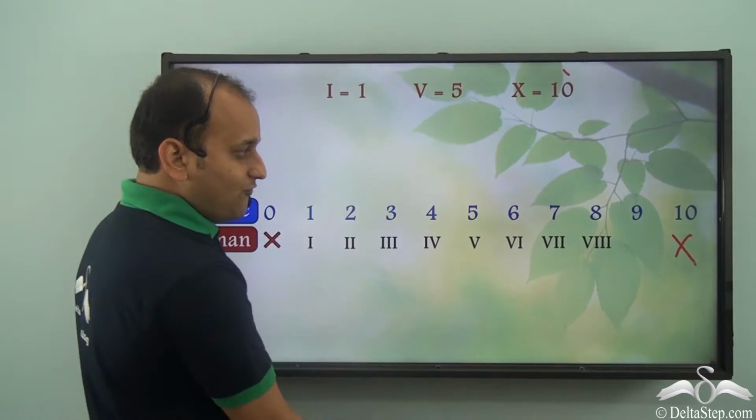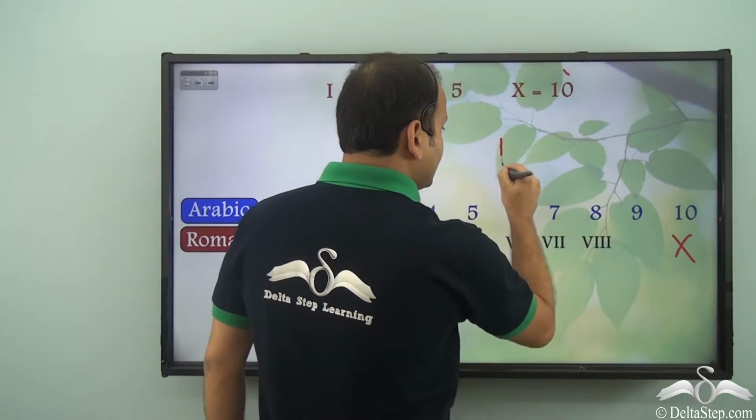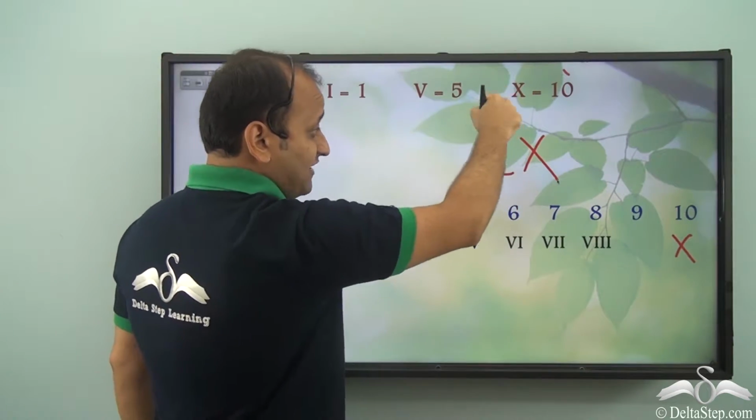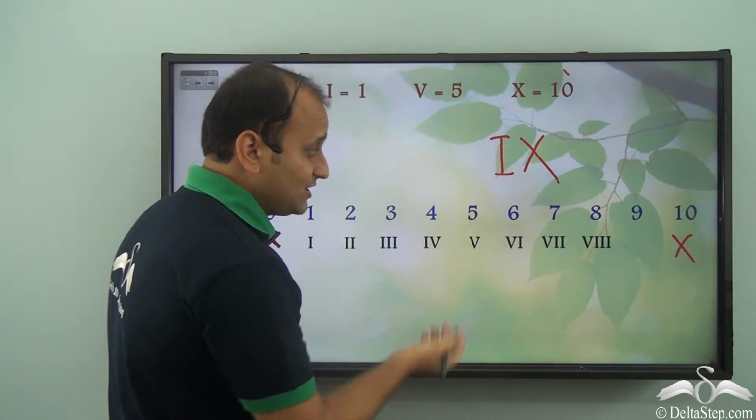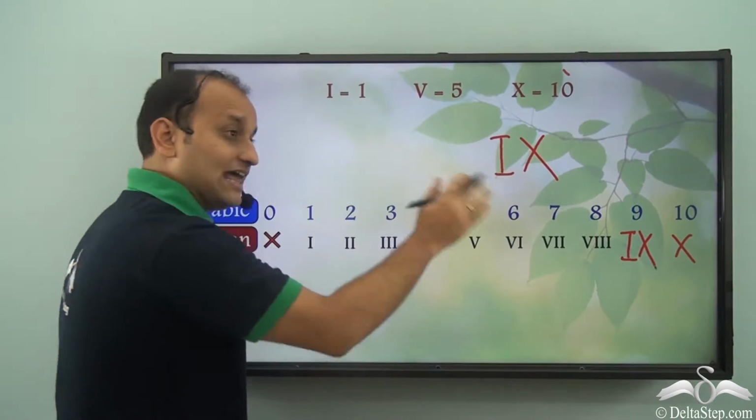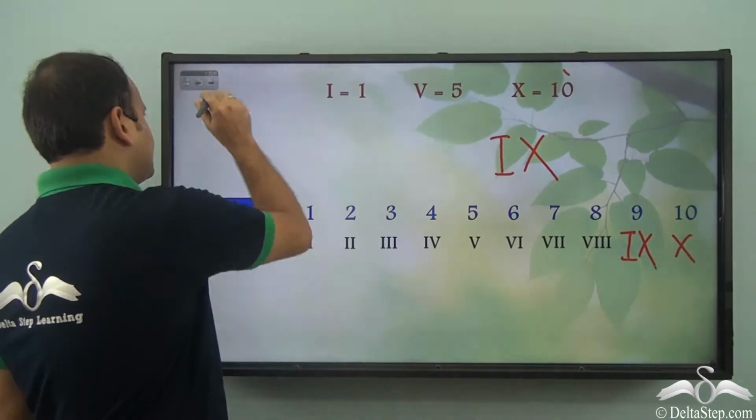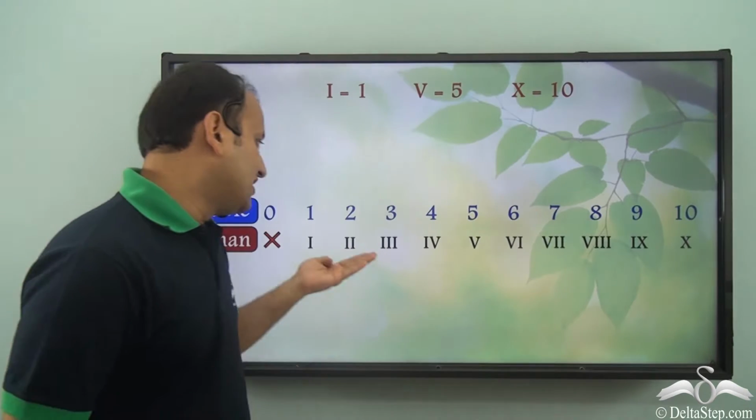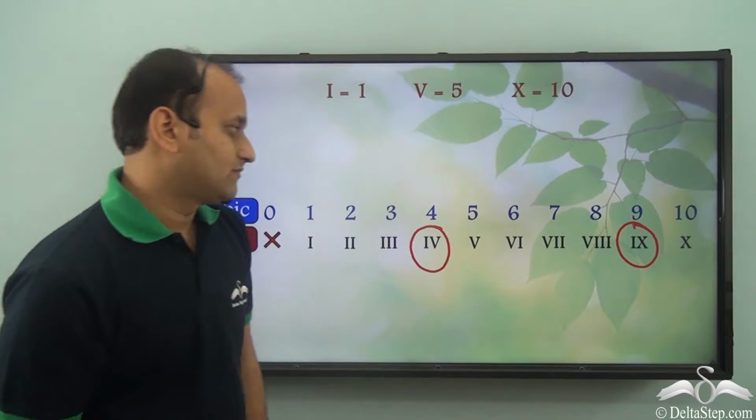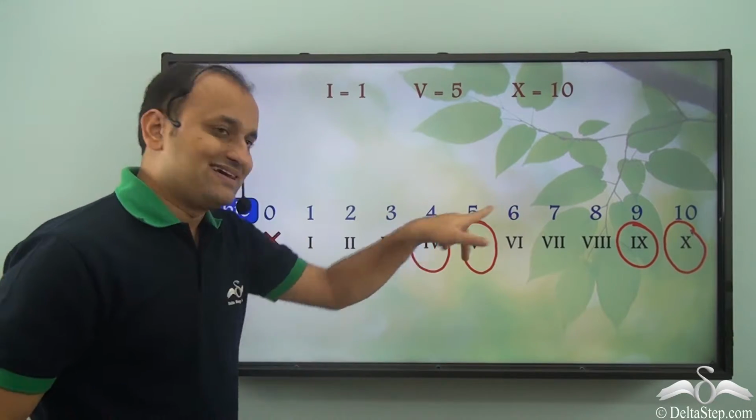Well, just similar to 4, for 9 we write 1 less than 10. So 1 less than 10, to the left of 10 when we write I, then it is 1 less than 10. So what will be 9? 9 will be I to the left of X. So we got all the 10 numbers. So this is how we write 4 and 9. And we have these symbols which are used to write these two numbers.